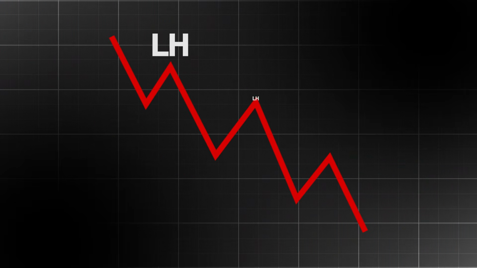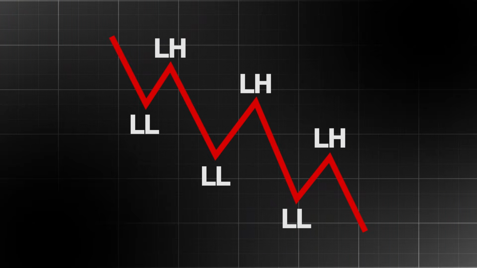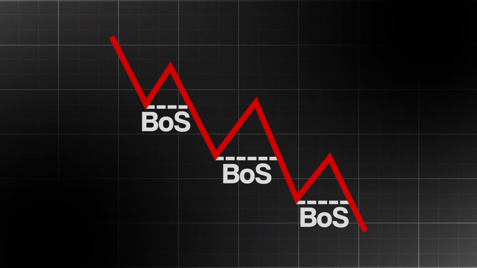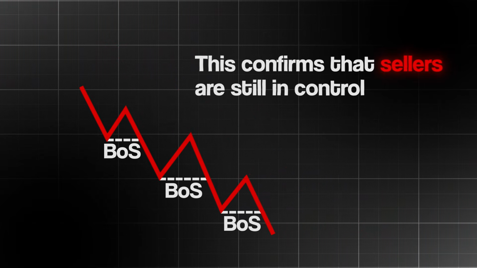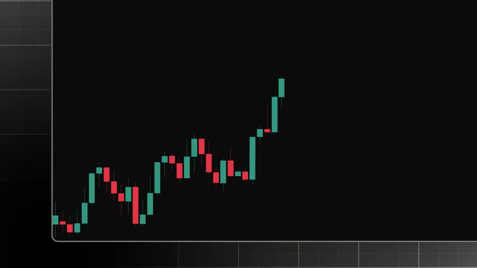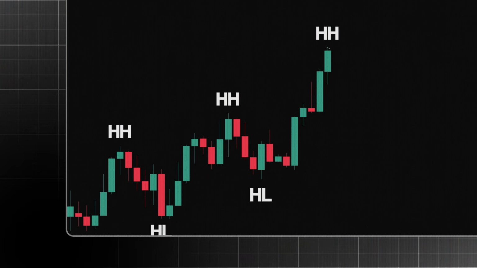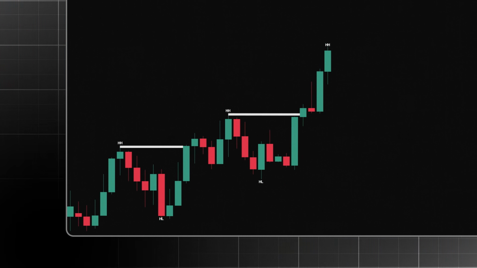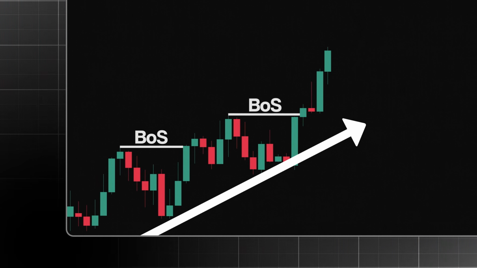The same logic applies to a downtrend. Price forms lower highs and lower lows. And every time price breaks below the previous low, that's a break of structure to the downside. This confirms that sellers are still in control. Now let's look at this on the chart. Here we can clearly see a sequence of higher highs and higher lows. Each break above the previous high creates a new break of structure, and these consecutive breaks tell us that the market is in a clear uptrend.